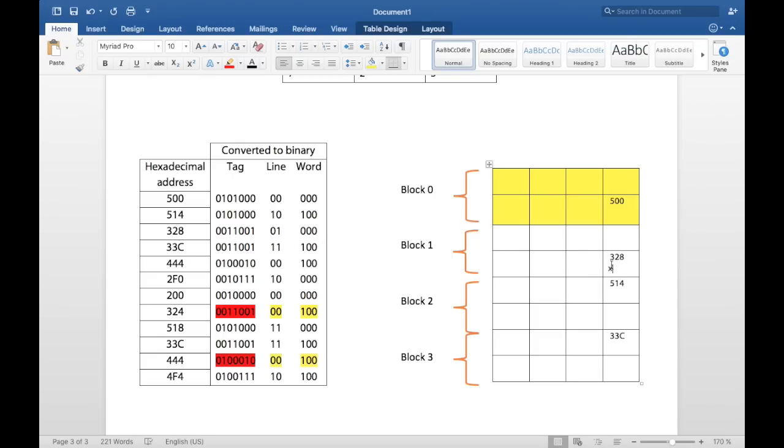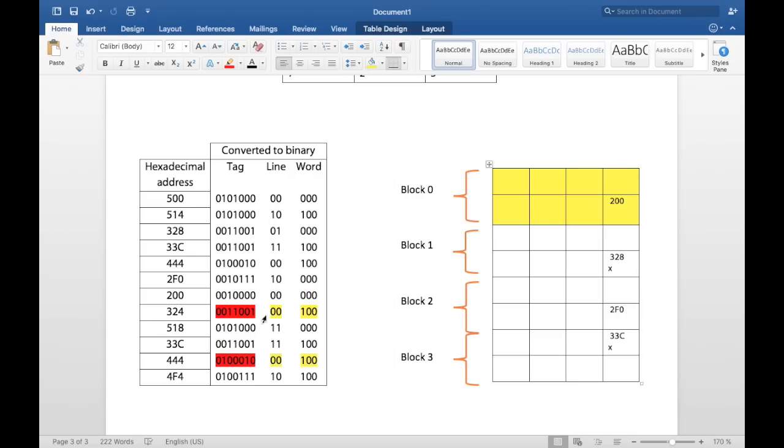Is it there? Yes, it is there. So this is a hit, and I'm going to show it with this X. So 3, 3C. Wow, it's again here. So this is another hit. 2 hits so far. 4, 4, 4, 0, 4. We go here. This goes out. Miss. 2F0. Block number 2, 0. 2F0. It's another miss. 200. It's 0, 0. Miss.